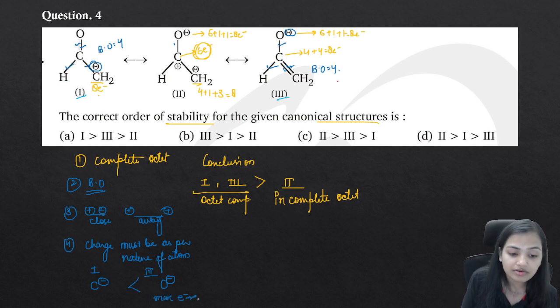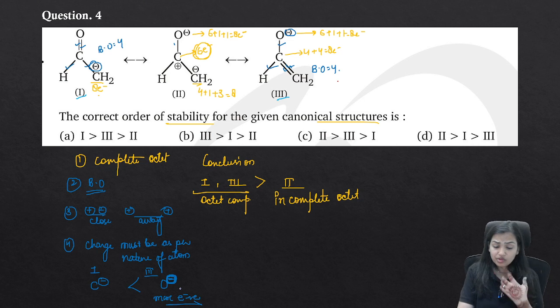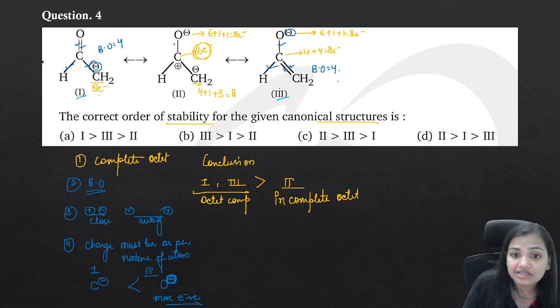Oxygen is more electronegative, and a negative charge over an electronegative atom is stable. So the more electronegative species, oxygen, bears a negative charge more stably. So the third structure is going to be the most stable, then the first, and then the second.